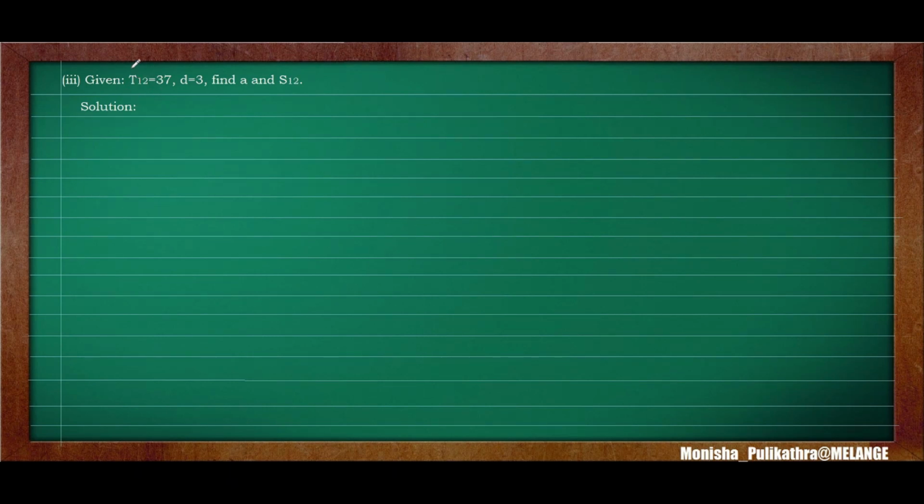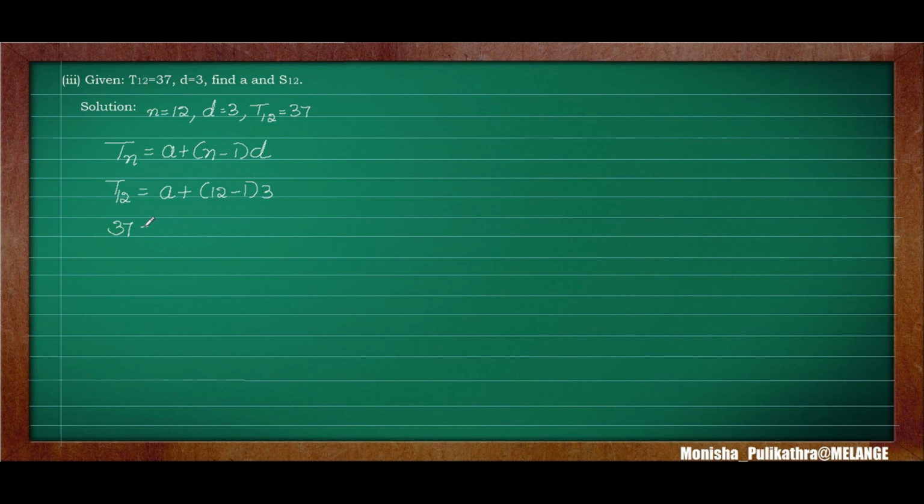Okay. So since they have given T12, so we get n is equal to 12 and common difference d is equal to 3. T12 is equal to 37. We need to find first term and S12. First we need to apply Tn formula. Tn is equal to a plus n minus 1 into d. So instead of Tn we need to write T12. So a we need to find out, so write as it is. n is 12, so 12 minus 1 and d is given as 3. Okay, the value for T12 is 37.